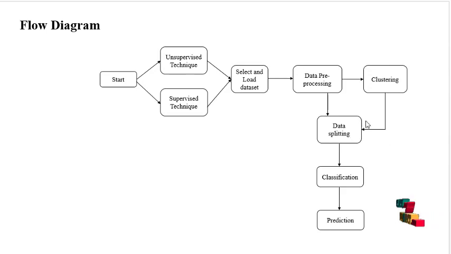Next, data splitting. Our data is split into training and testing data. Training is our algorithm training part. Testing data is for prediction. Next, classification. We are implementing two algorithms. One is SVM, another one is AdaBoost classifier. Next, prediction. Prediction is like determining which grade the given data falls in: first, second or third.